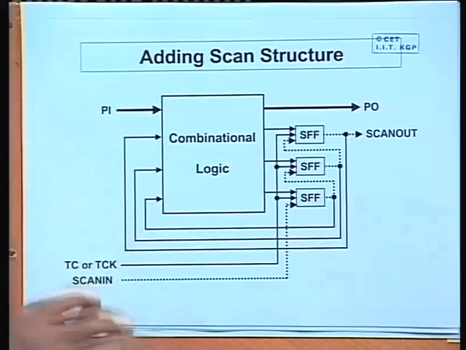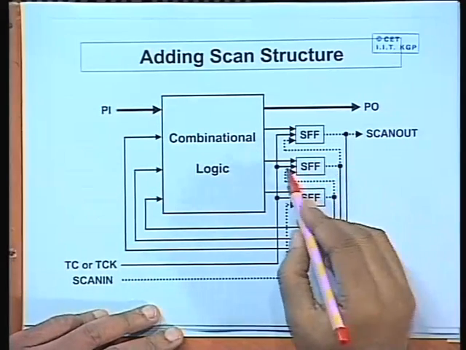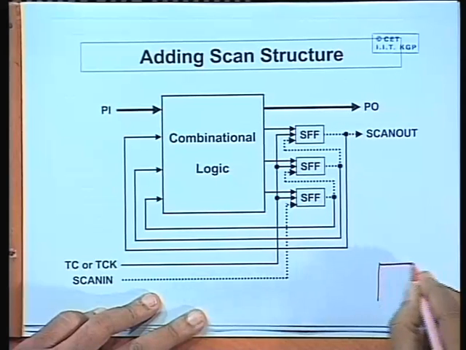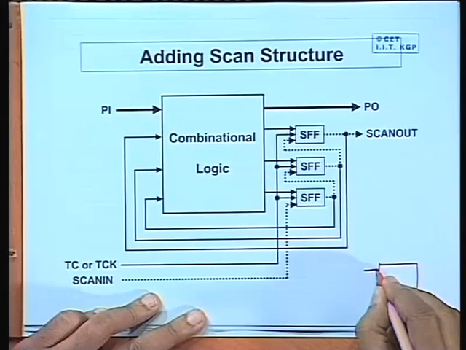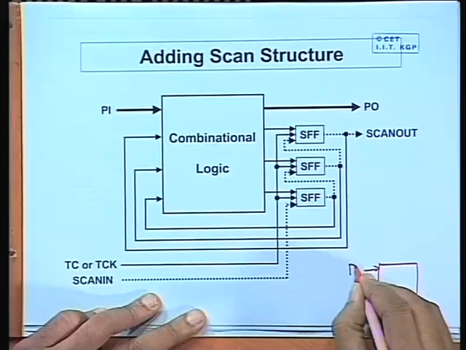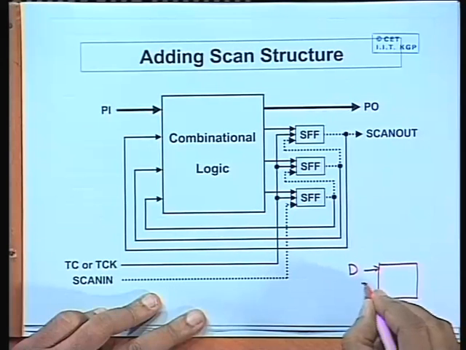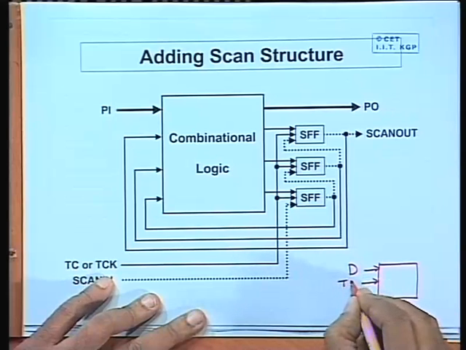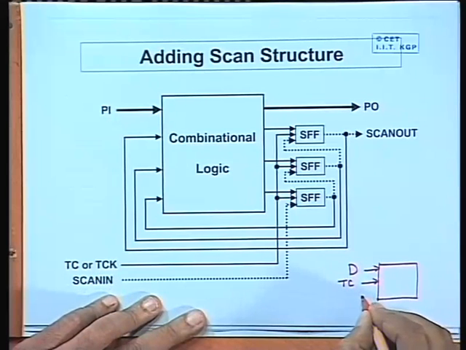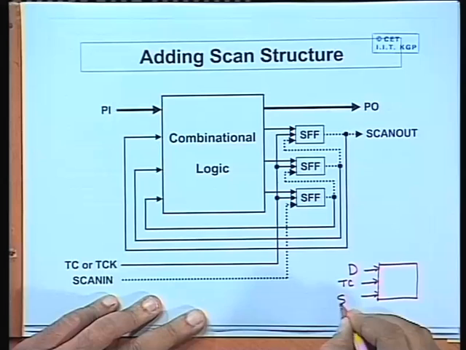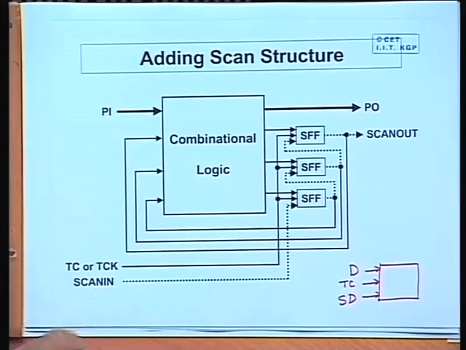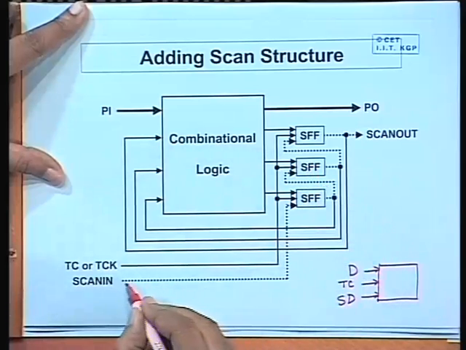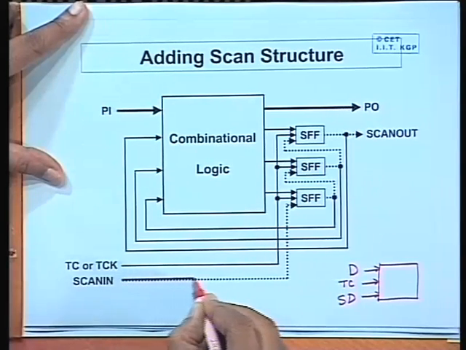Now, scan flip-flops, in this diagram there are three inputs. The inputs are in this order. The top input is the normal data input D. The second input is the test control, and the third input is the scan data. Now, you look at the scan data pins. I have shown it by dotted. I am highlighting this path.